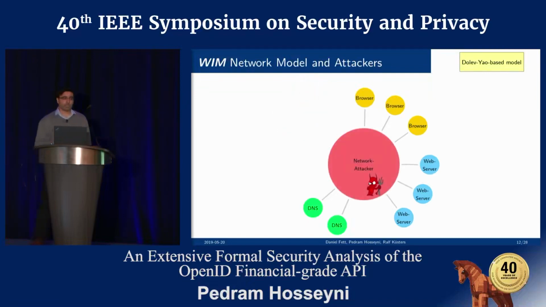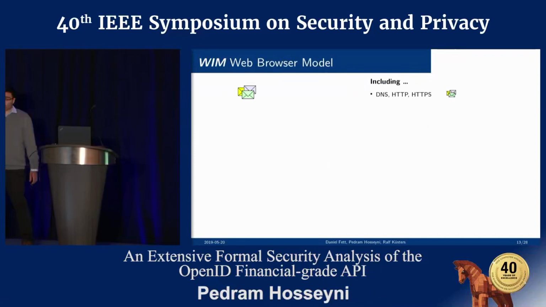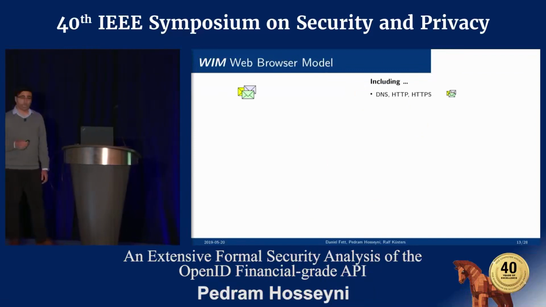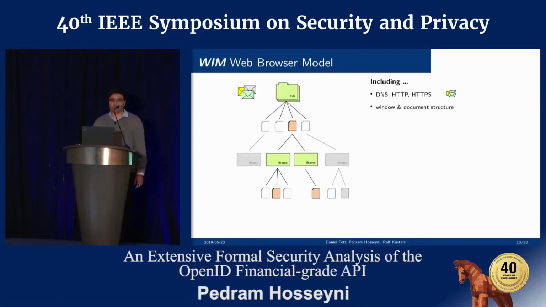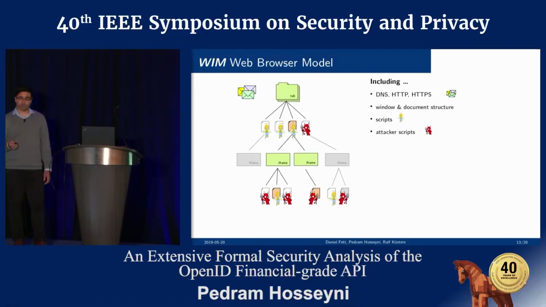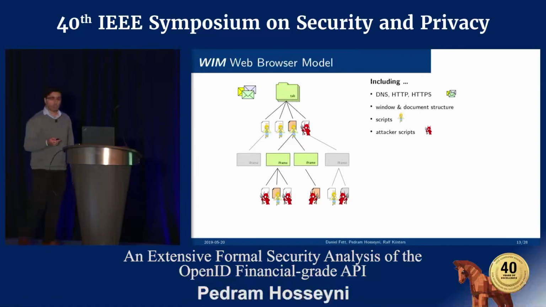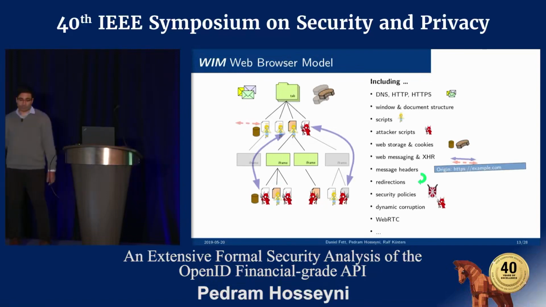Now we also take a brief look into the browser model. So the browser model contains many different features, for example, different message types like HTTP or HTTPS messages. It also models a complex window and document structure. There are scripts that run on the browser, which can be honest or malicious. And there are many more features modeled, for example, web messaging or WebRTC.